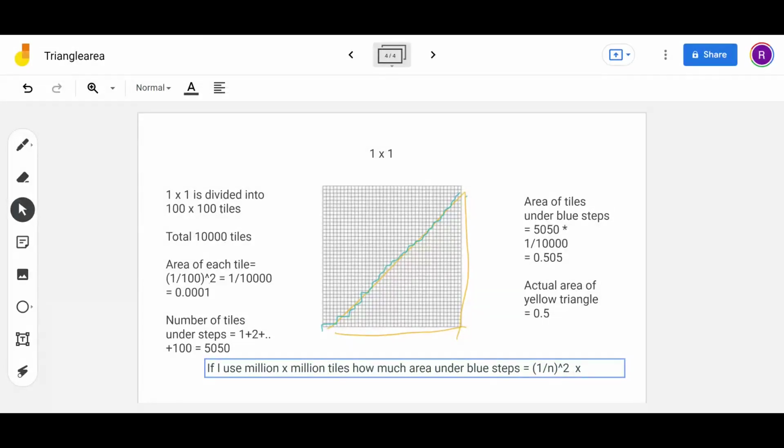Sir, 50,500. 50,000. 550. Just tell me in terms of n. Pretend that n is a million. Then how much is it?